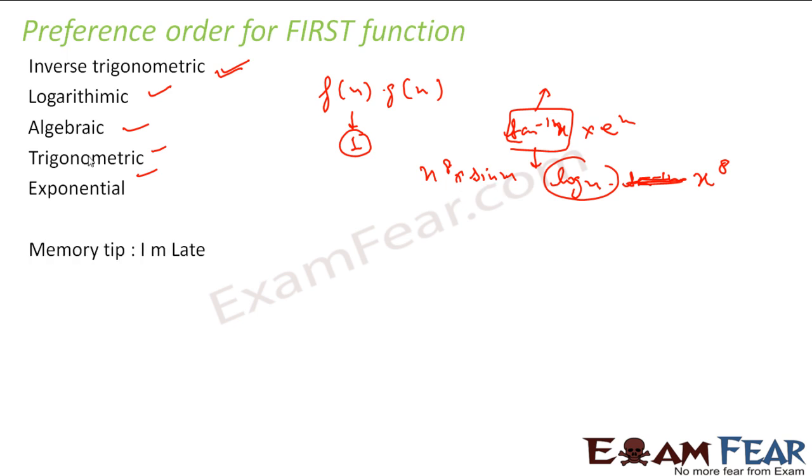There's a memory tip for that. I am late. When you say I am late, I is inverse. M you can ignore also, because M is nowhere. Or you can say I late. And L is for logarithmic, A for algebraic, T for trigonometric, E for exponential. So we'll solve some questions. We'll use this memory tip also so that you understand this whole logic.